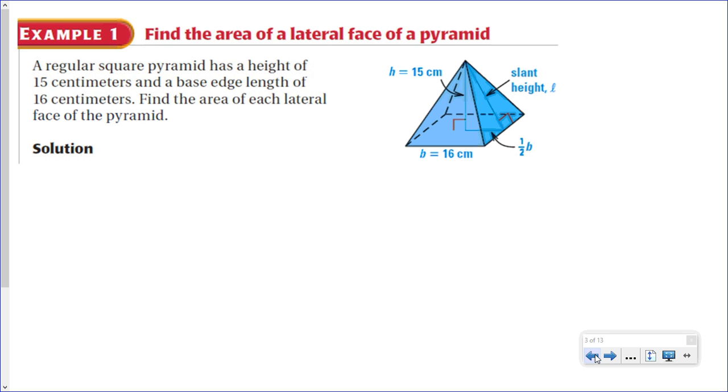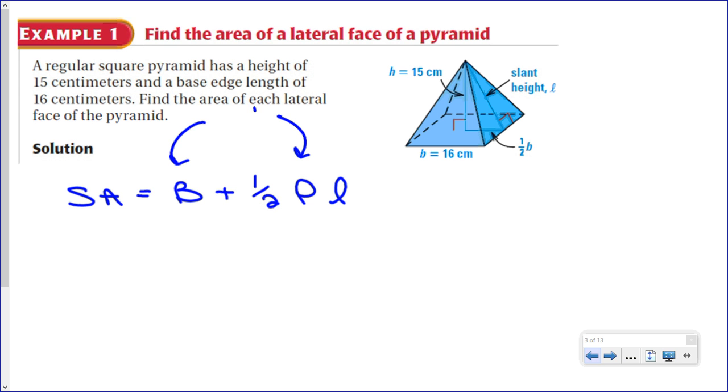I know it says lateral area. Find the area of each lateral face. The lateral face is everything except the base on the bottom. I ain't gonna lie to you, I prefer just to find the area of all of it. Surface area of a pyramid is your base plus 1/2 perimeter times slant height. This portion represents your base, and this portion represents your lateral area. Usually on the test or quiz, they just want you to find the whole thing. That's why you put the base together with the lateral area.